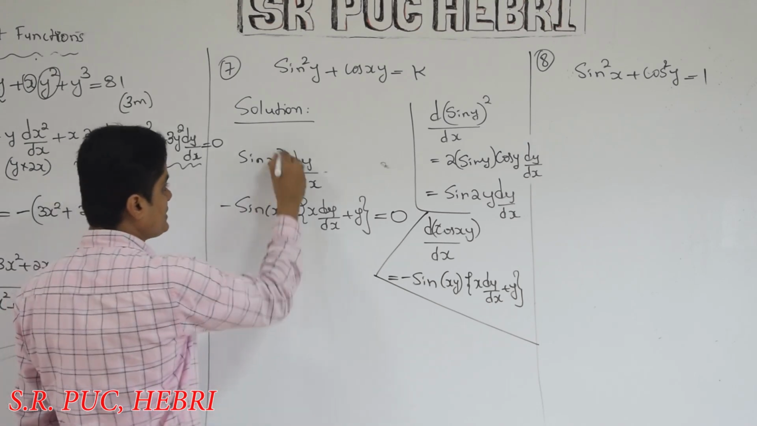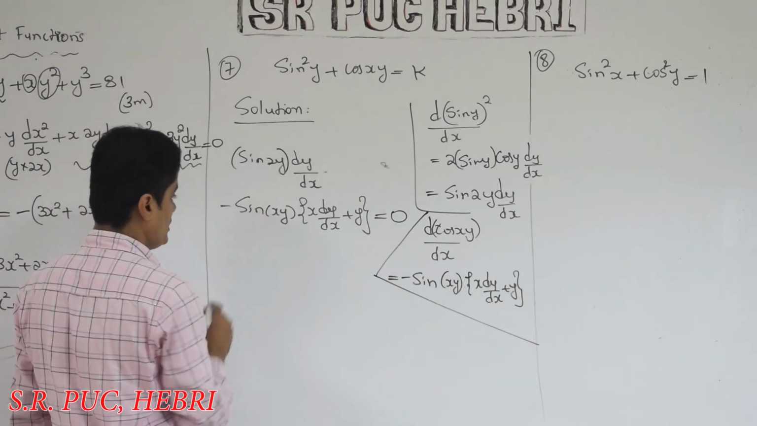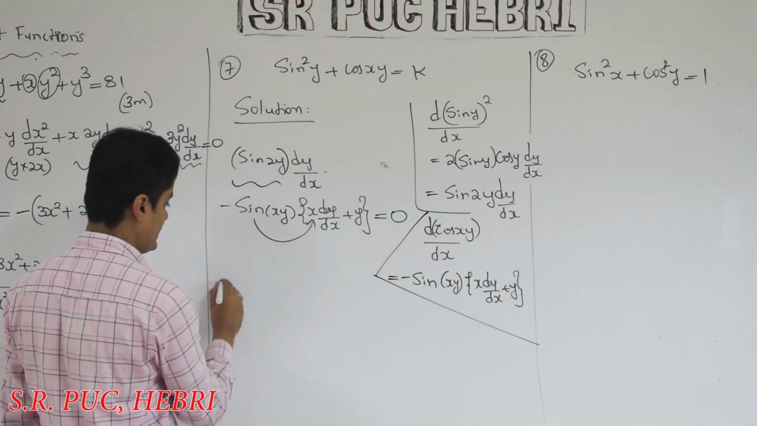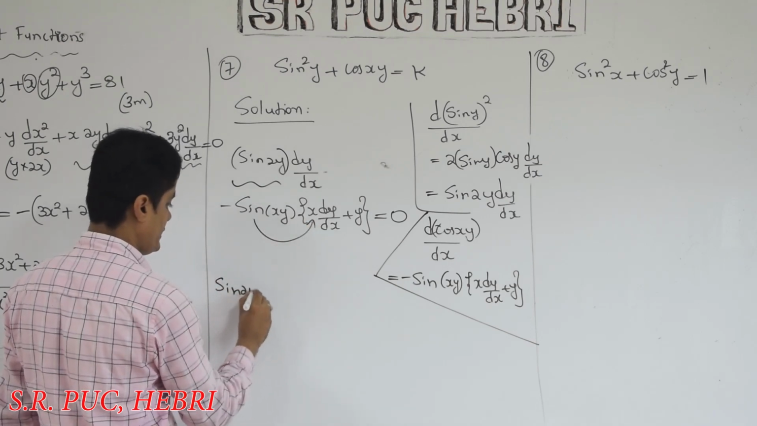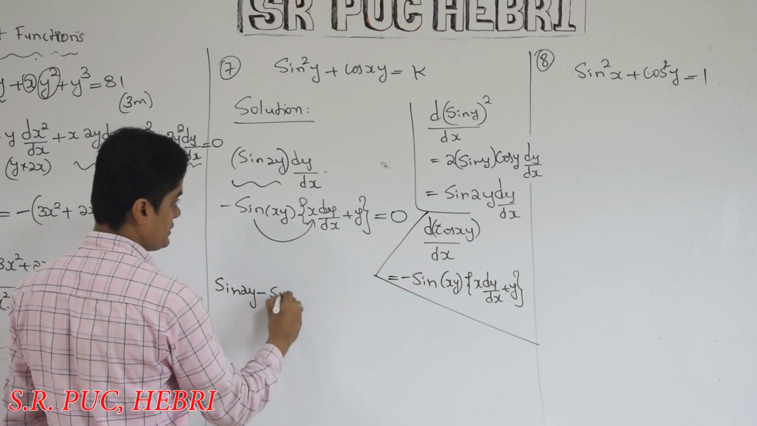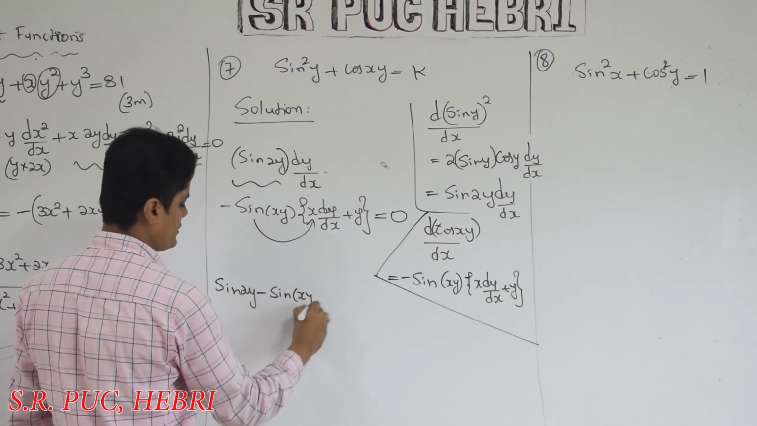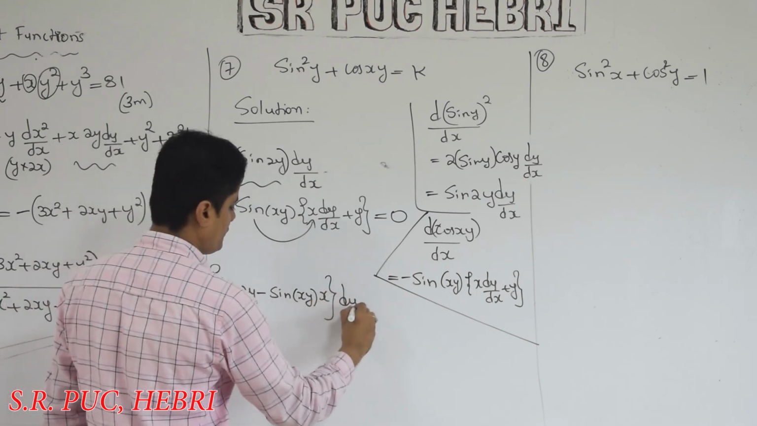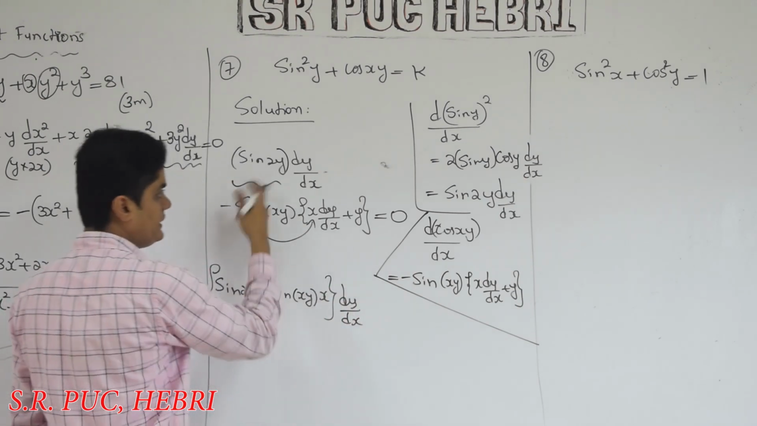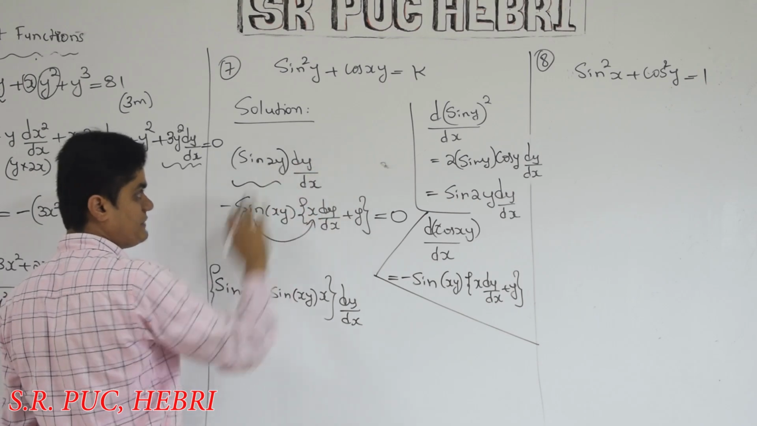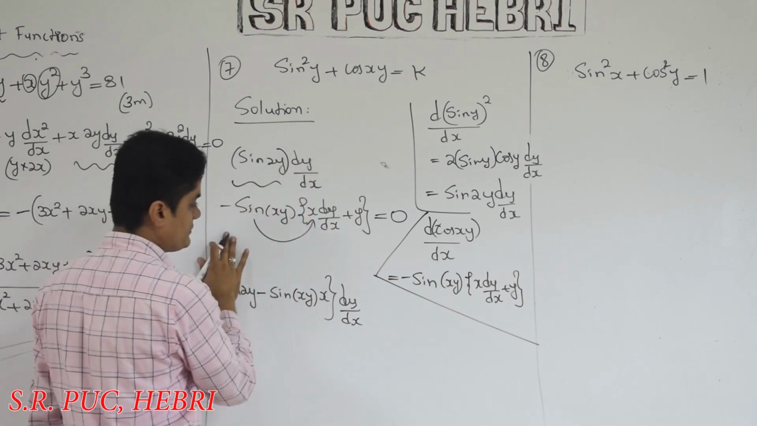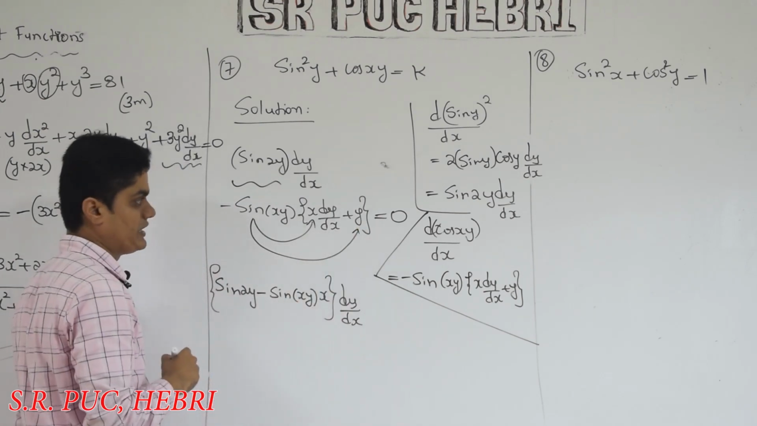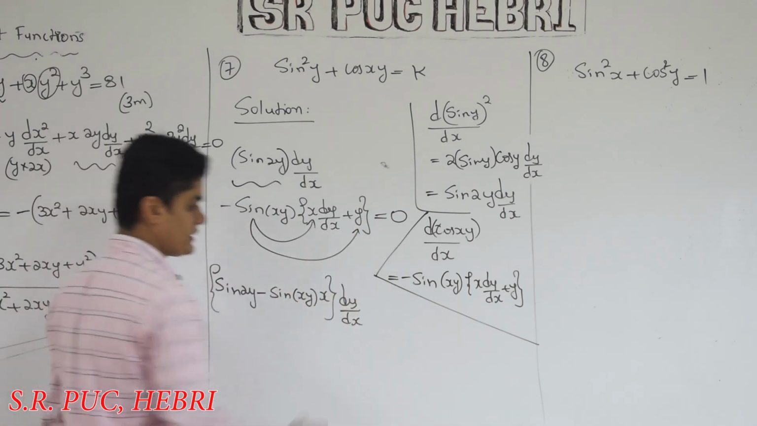Now the remaining work is combining the dy by dx terms. Here we have one, and here you will get one more. So I can combine like this: sine 2y minus sine of x into y into x. So these are the two terms of dy by dx. Here no other terms are there which are free from dy by dx, so nothing will come from the first term. But in the second term you will get one more term which is free from dy by dx. So take that into the right hand side.